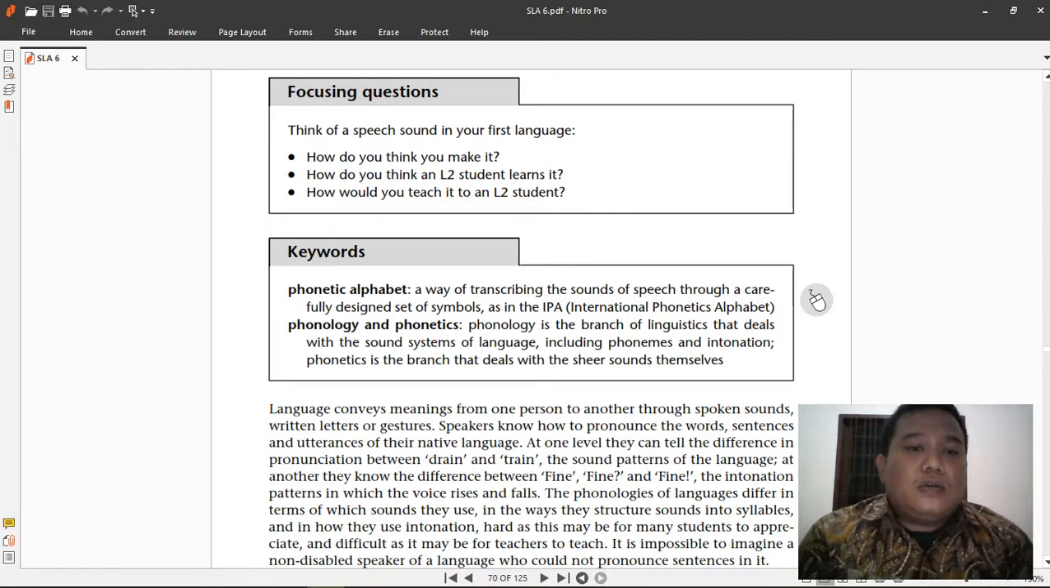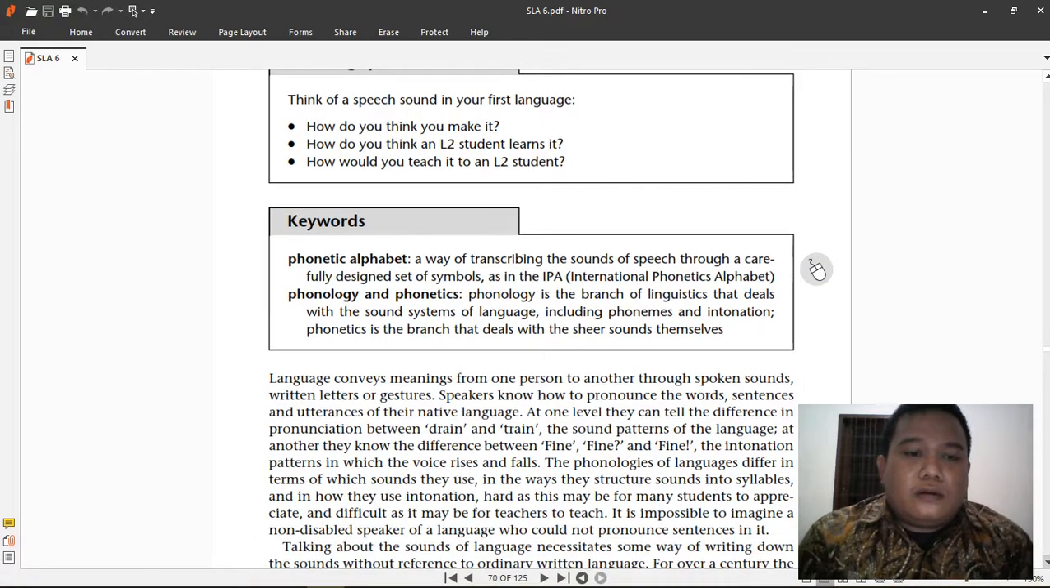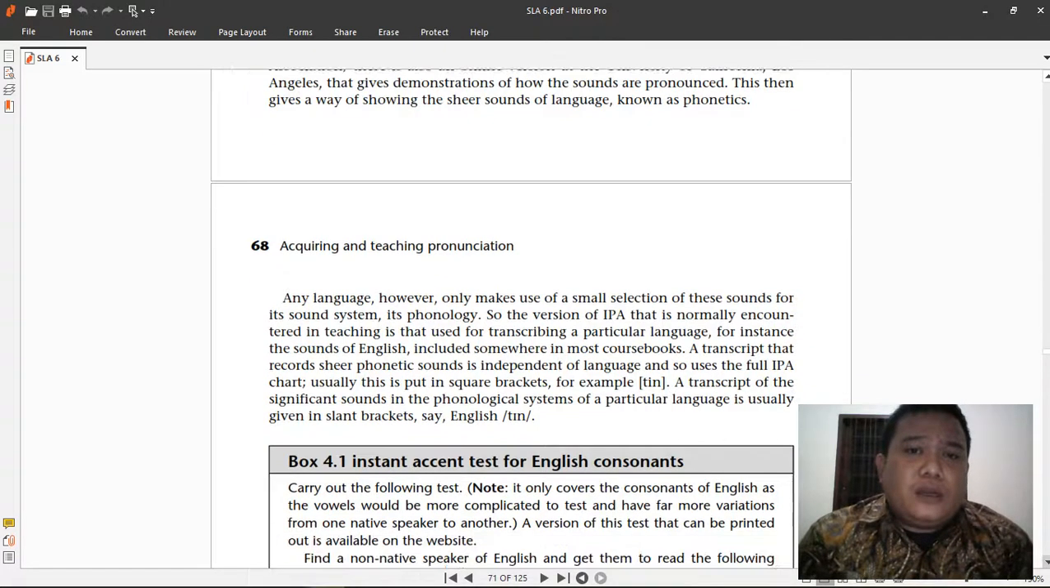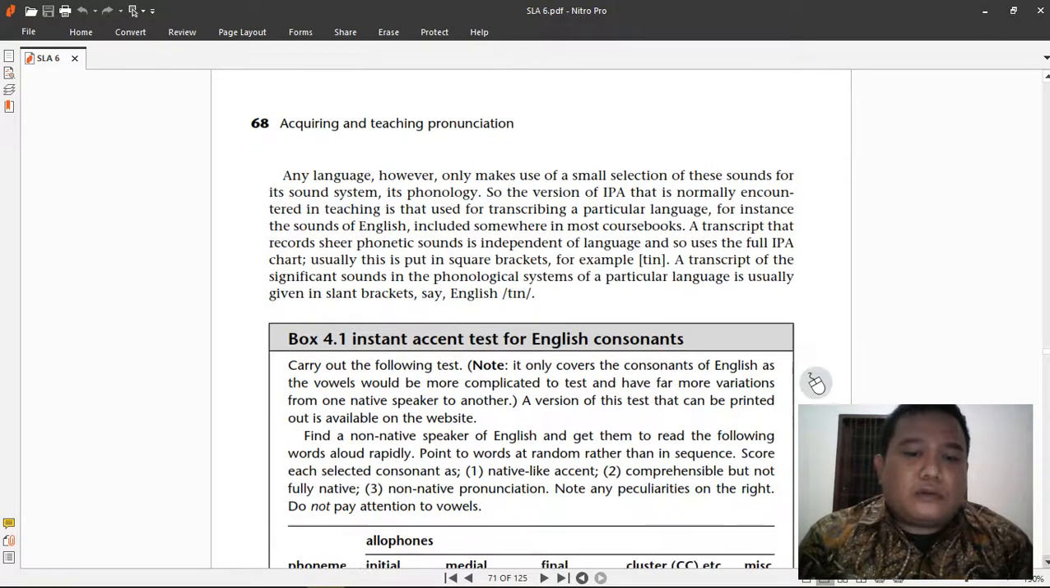Here we have the keywords. Phonetic alphabet: a way of transcribing the sounds of speech through a carefully designed set of symbols, such as the International Phonetic Alphabet. Phonology is the branch of linguistics that deals with the sound systems of language, including phonemes and intonations. Phonetics is the branch that deals with the sheer sounds themselves. So in this page and some of the following pages, you will learn about the theories of pronunciation.